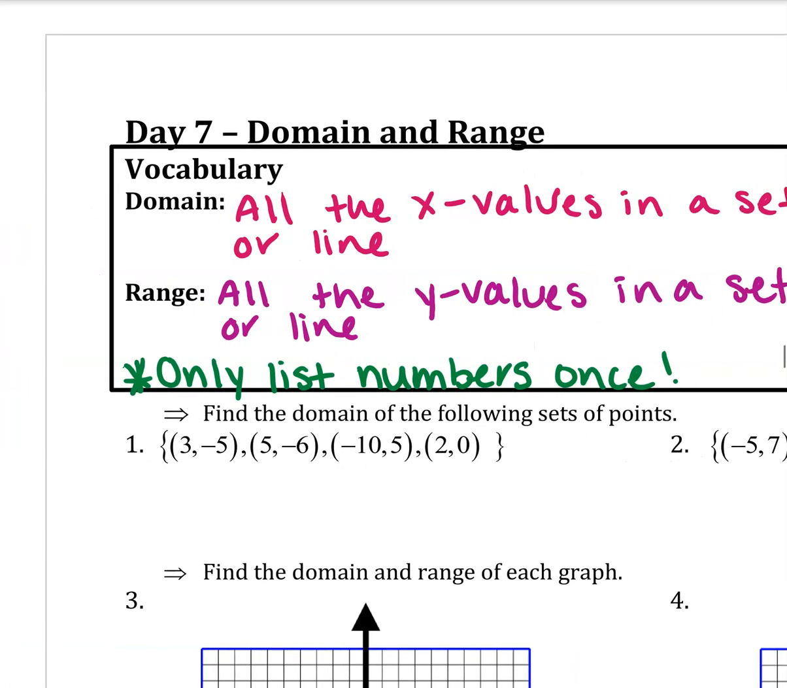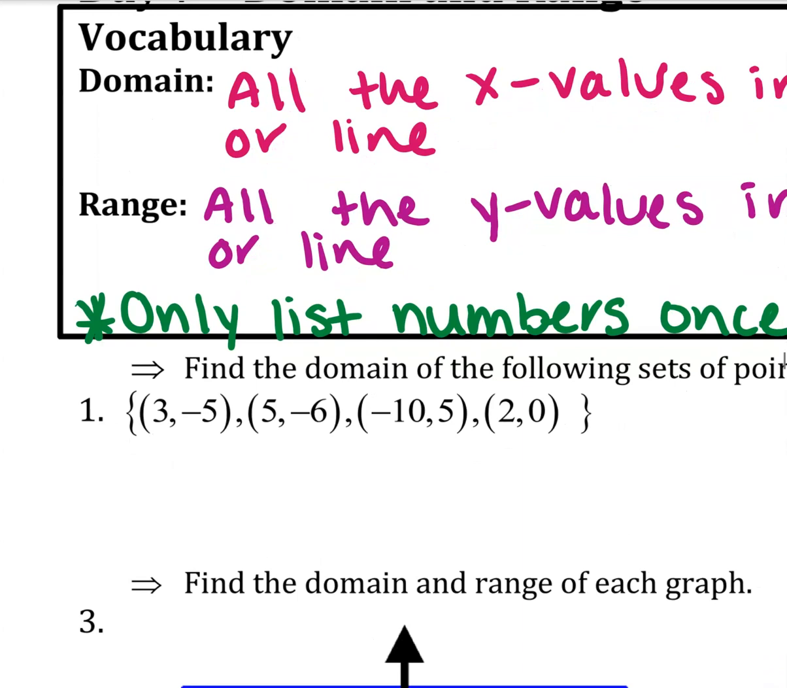All right, so number 1 and number 2 are both sets. So for the domain and for the range, it says to just find the domain, but I'm just going to find the range too, because why not? So for your domain, you're just looking at those x values. When you start to list the domain, you do use those curly brackets, and then you just make a list of the numbers. So I'm only looking at the x's.